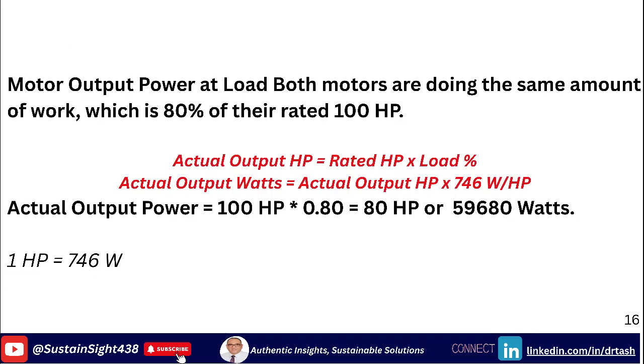First, let's determine the actual mechanical power output. Both are 100 HP motors running at 80% load. Actual output power equals 100 HP multiplied by 0.80, which is equal to 80 HP.